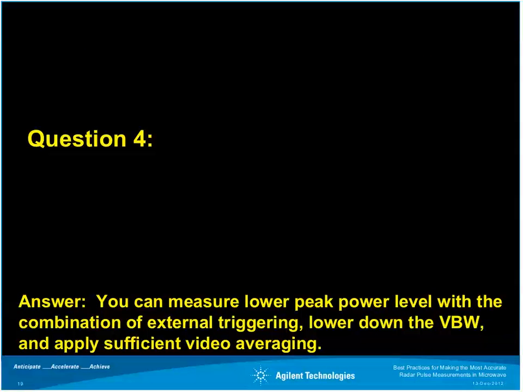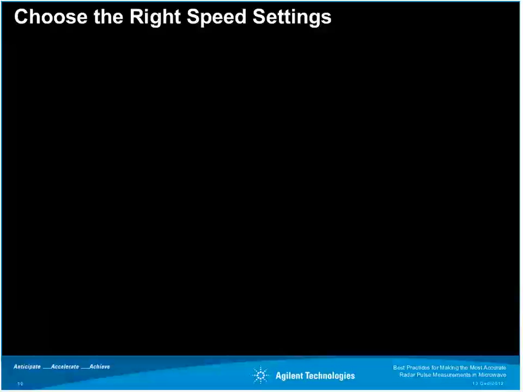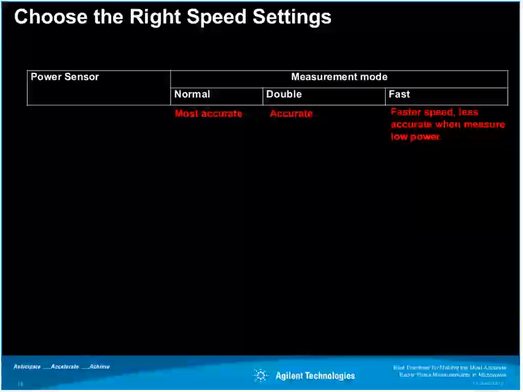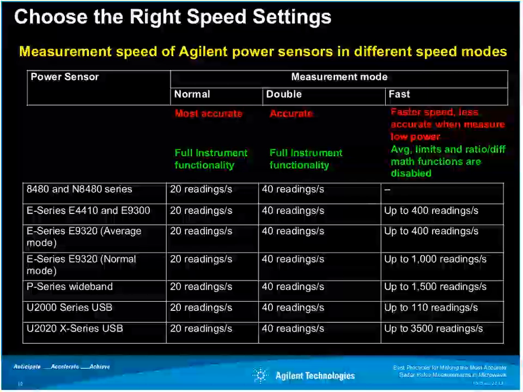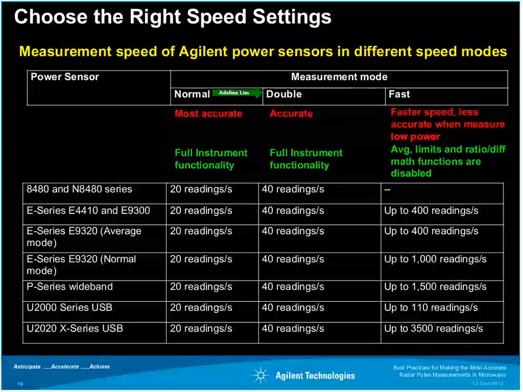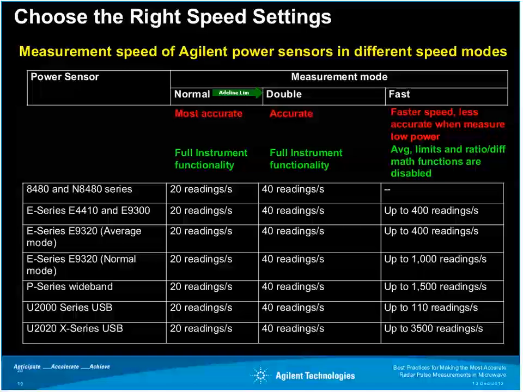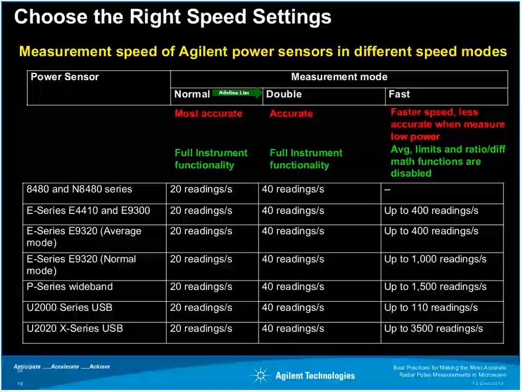Next, let's talk about what can be done to improve measurement test time. There are three measurement speed settings in most Agilent power meters and sensors: normal, double, and fast mode. These settings can be set using the measure rate command. The default speed setting is normal.